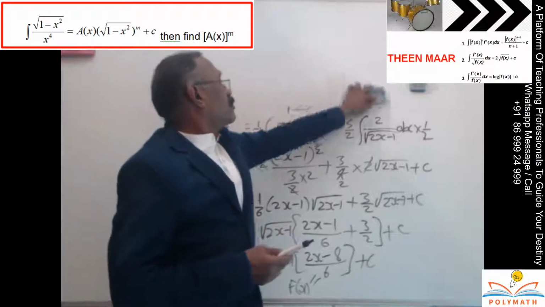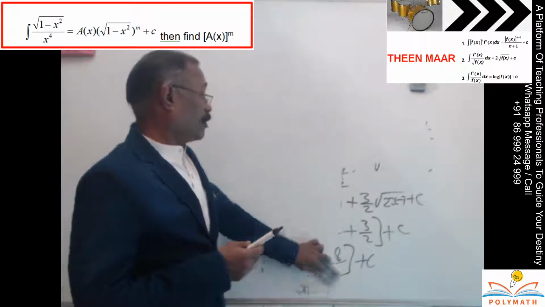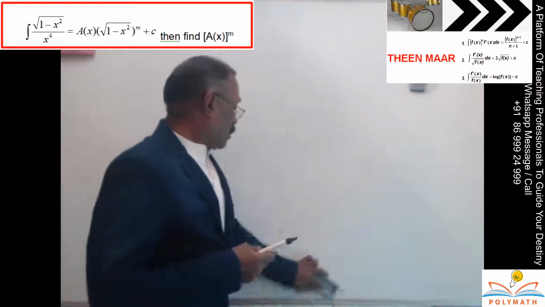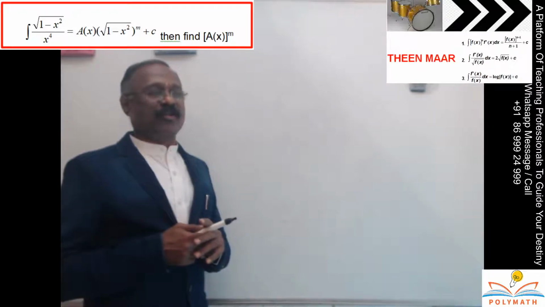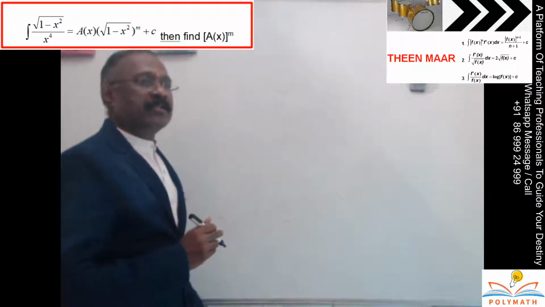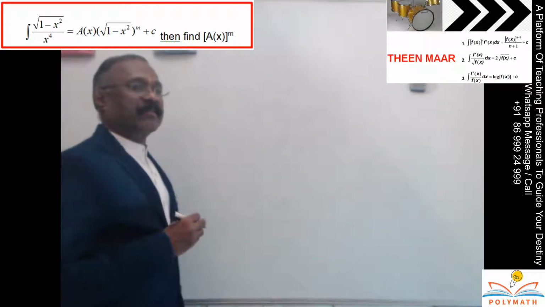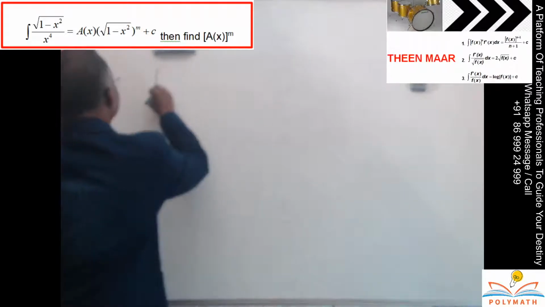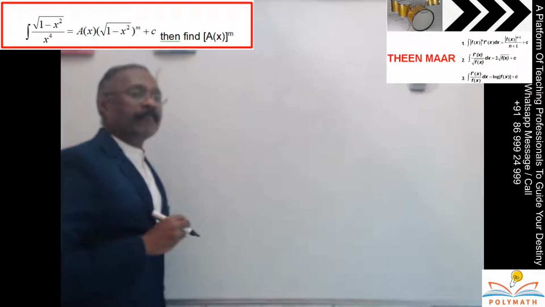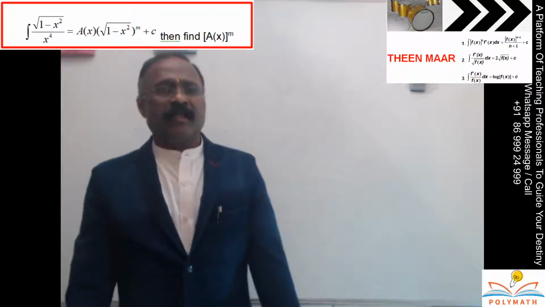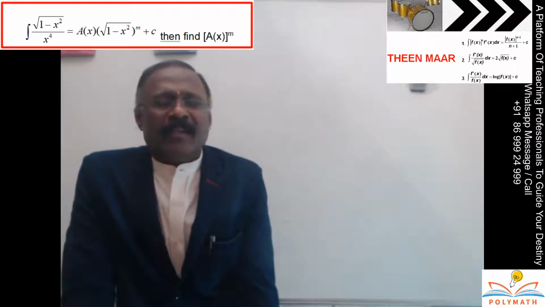The next question is integral of root over 1 minus x square by x power 4. This is also an interesting question. Generally, the students get confused by seeing this type of problems, but most of these problems are solved by using this Maar. So, integral of a of x into root over 1 plus x square whole power n plus c. I'm just giving you the idea. Getting the idea is very important. Converting the integral to the standard form is very, very important here.